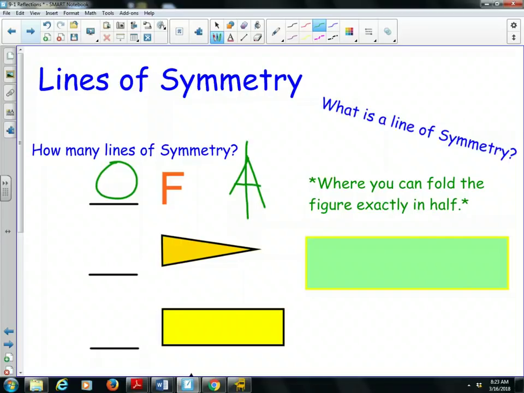How about this triangle? I could fold it once right there, and I could fold it exactly in half. But just once. I can't fold it this direction, or I can't fold it this direction. So the isosceles triangle just has one line of symmetry.